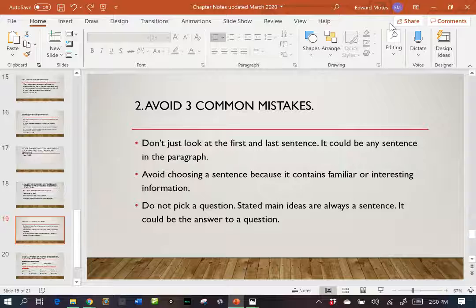Don't look at just the first or last sentence. Remember, it could be a sentence in the middle of the paragraph. Avoid a sentence just because it has familiar or interesting information. That doesn't necessarily mean it's going to be your stated main idea. And then never pick out a question, okay? That's not even a statement, okay? You want a statement, a sentence that ends in a period.